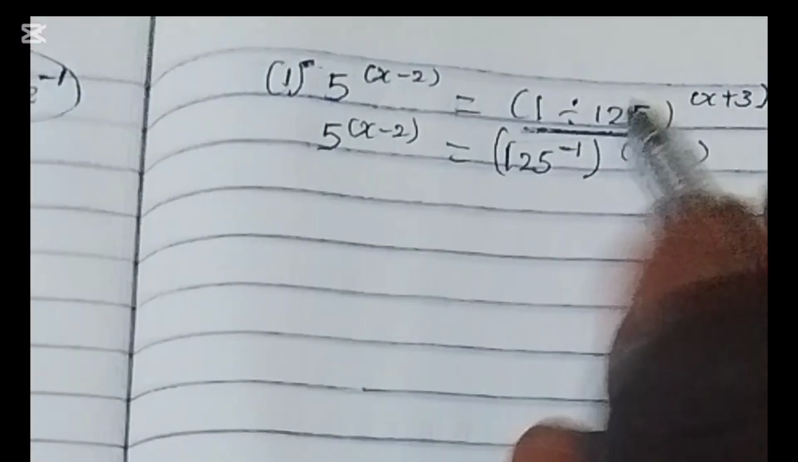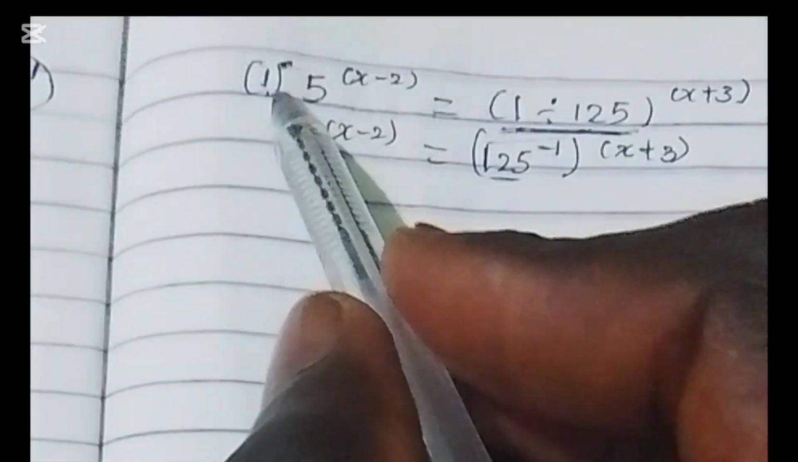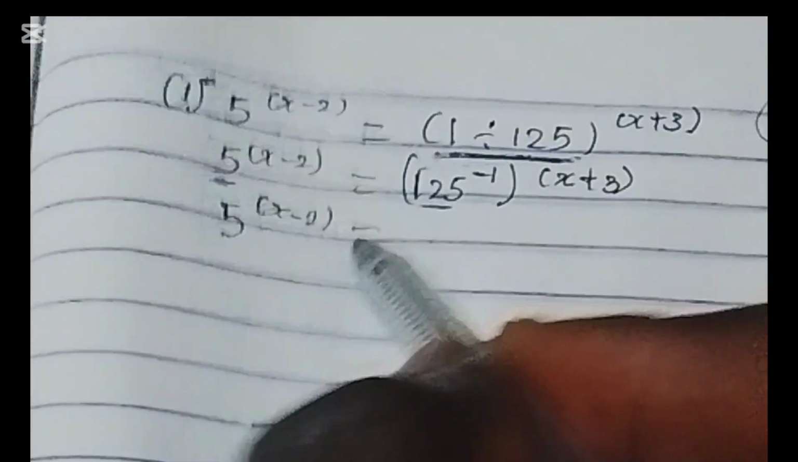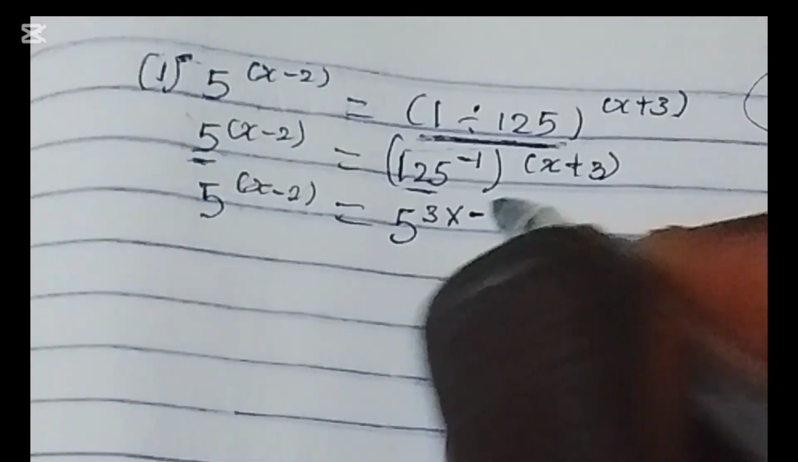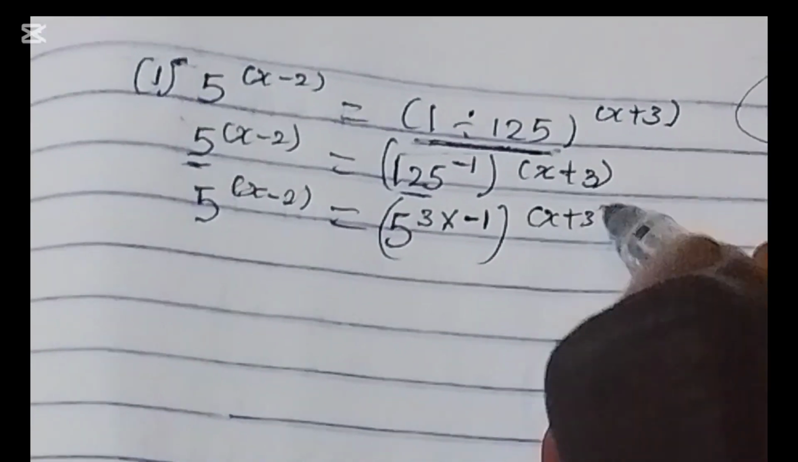Then from here, we can make 125 to be in powers of 5, so that I can cancel what's on the left hand side and the right hand side. That will give us 5 raised to the power x minus 2 equals 5 raised to the power 3, since 5 times 5 is 25, 25 times 5 is 125, multiplied by the power minus 1. Then we have x plus 3. This will give us 5 raised to the power x minus 2 equals 5 raised to the power minus 3, all in brackets, then x plus 3.